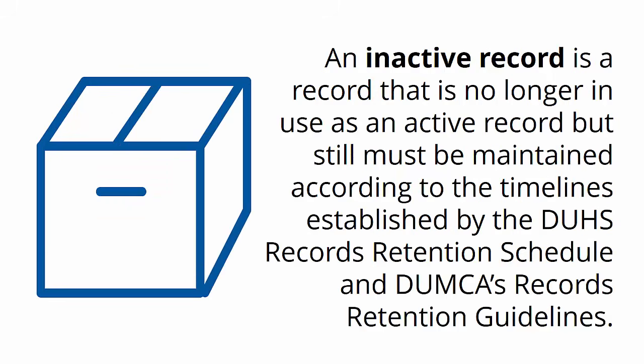An inactive record is a record that is no longer in use as an active record but still must be maintained according to the timelines established by the Duke University Health System Records Retention Schedule and the Duke University Medical Center Archives Records Retention Guidelines. Inactive records that have exceeded the established time limit and have enduring institutional and historical value are maintained by the Medical Center archives. This brings us to archival records.